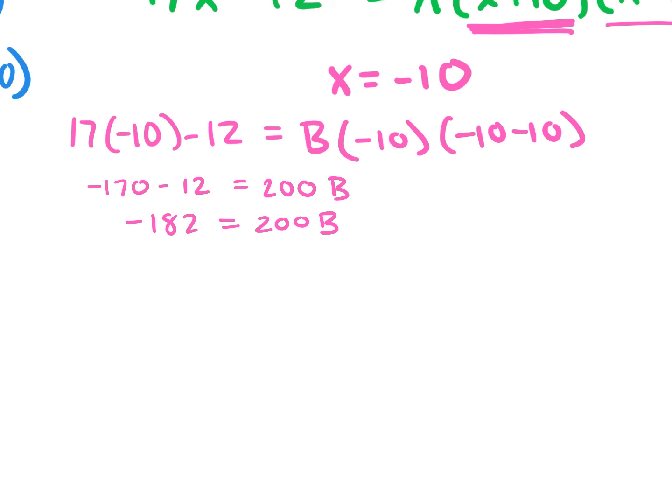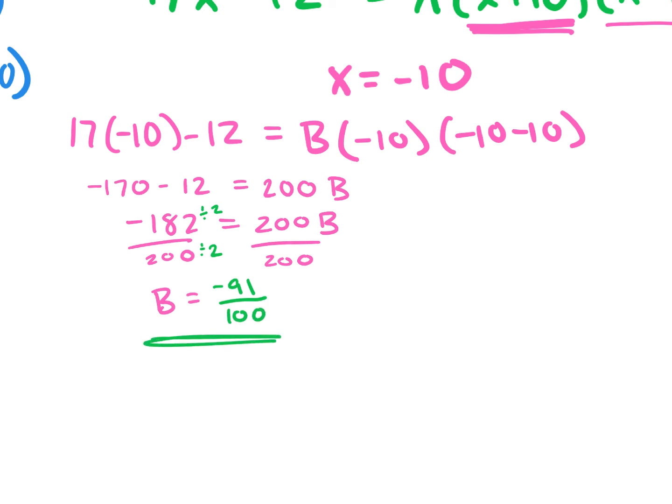What do I do next to solve? Divide by 200 and simplify our fraction. So what goes into both negative 182 and 200? 2. We know 2 does for sure, so let's start with 2. So negative 182 divided by 2 is negative 91 over 100. Can we simplify this anymore? No. So that's one answer. That's our B.